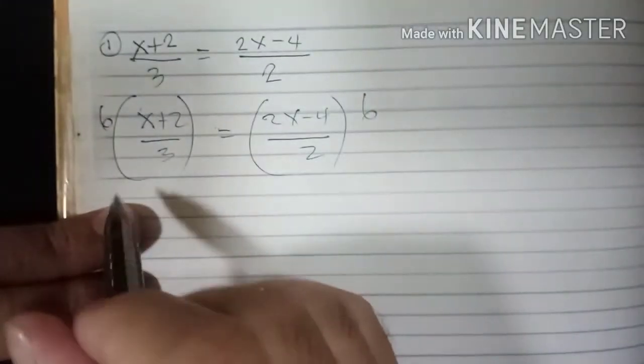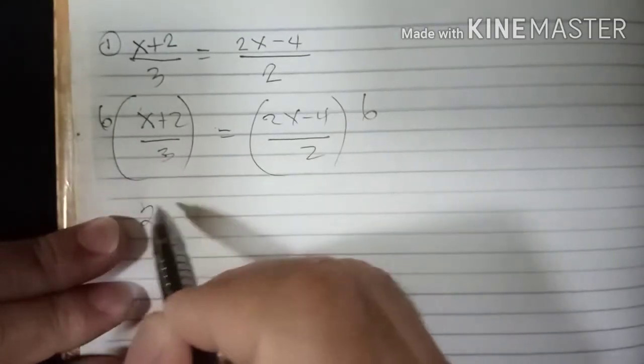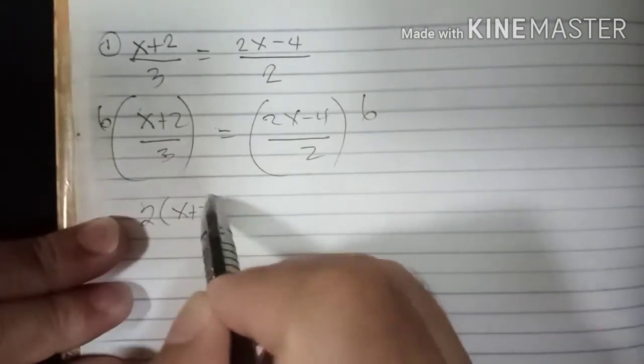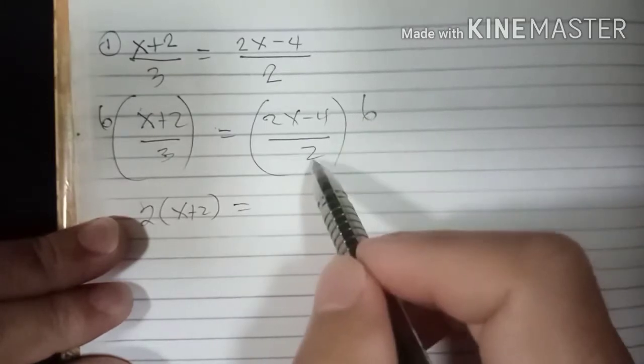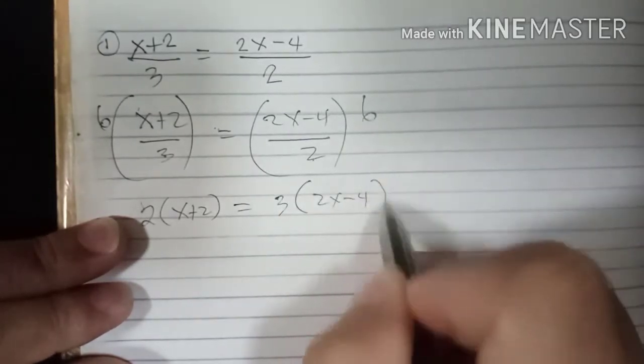So we have here (x + 2)/3 equals (2x - 4)/2. This common denominator is 6. You could divide: 6 divided by 3 is 2. That's 2 times (x + 2) is equal to 6 divided by 2, which is 3, times (2x - 4).